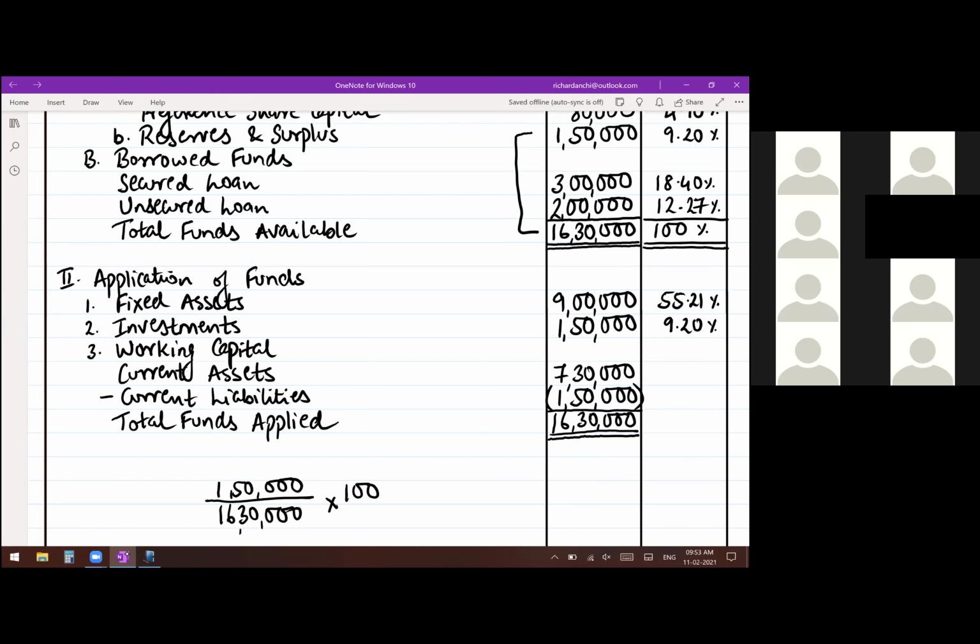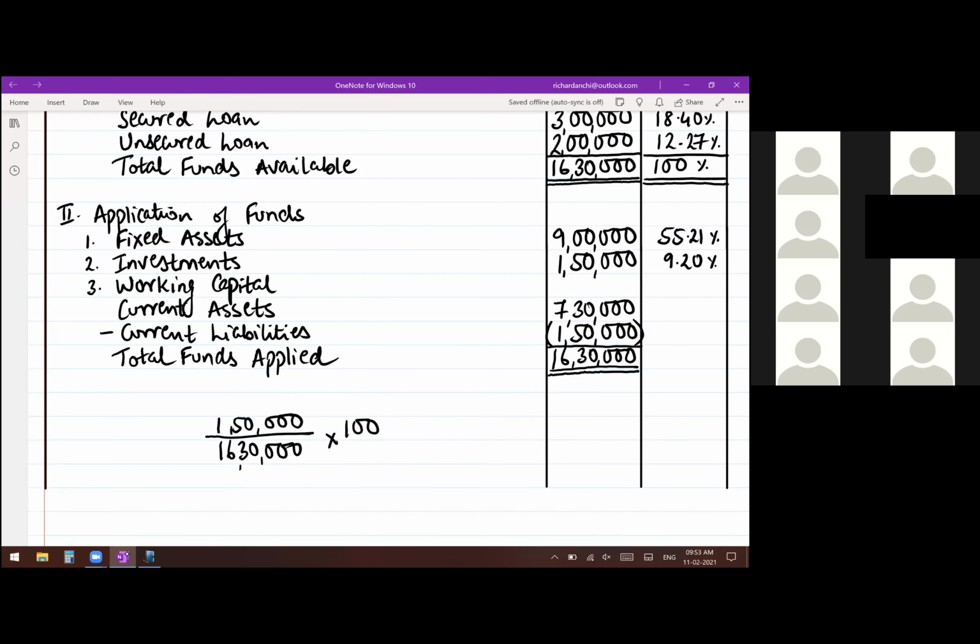Once calculated, again, don't waste time calculating. But now 7,30,000, which is current assets, that is there by itself. You have not calculated earlier, so that we will have to calculate now. 7,30,000 divided by 16,30,000 into 100. Divide and tell me up to 2 digits what is the answer in percentage. 44.78%. Okay.